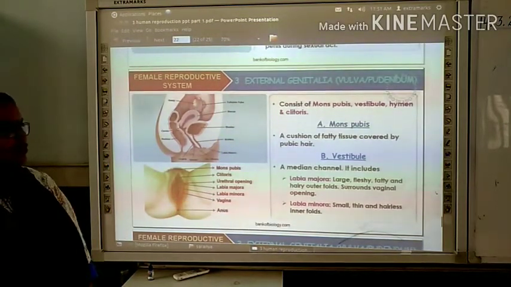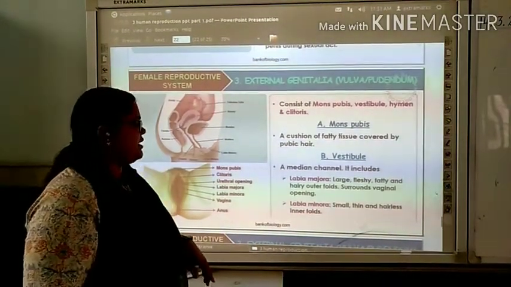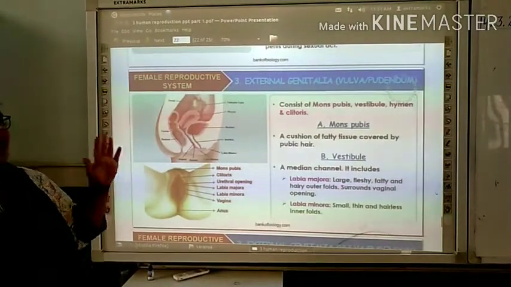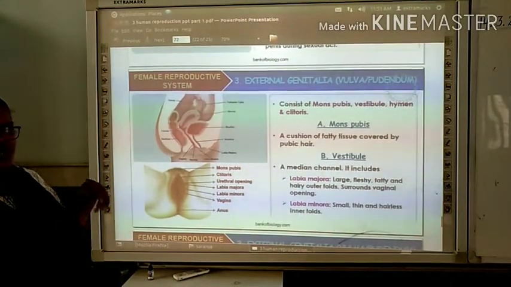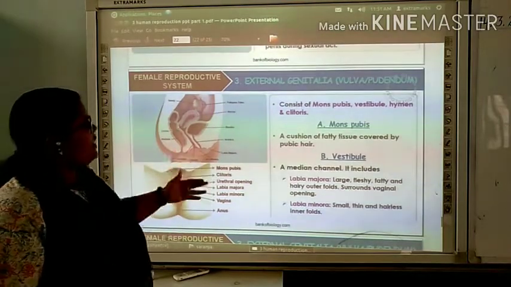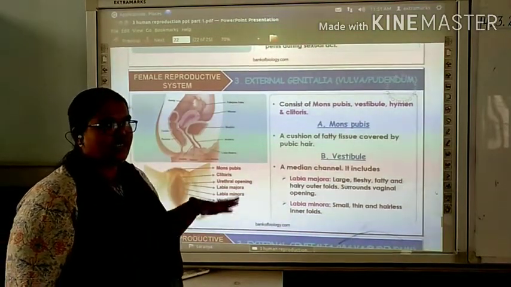So one by one we will go. The first one is the mons pubis. These are the parts we are seeing outside. All other parts are inside. These are all the external genitalia, which we can see externally.